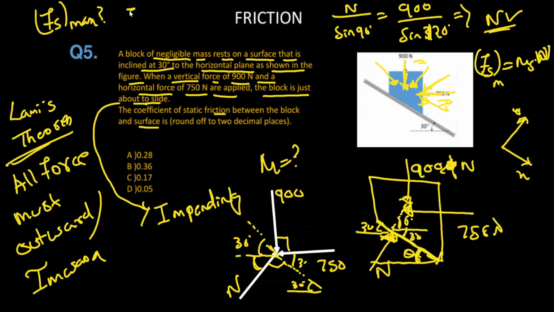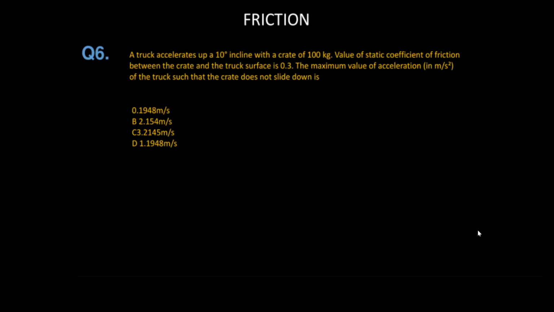So I'll apply net force in x direction is equal to 0. From there I can calculate F. It will go down. This is the motion direction, so the friction will be in the upward direction. Friction force I can calculate using the equilibrium equation. Then we put here Fs maximum, N is known, and mu s can be calculated. So we'll go for the next question.